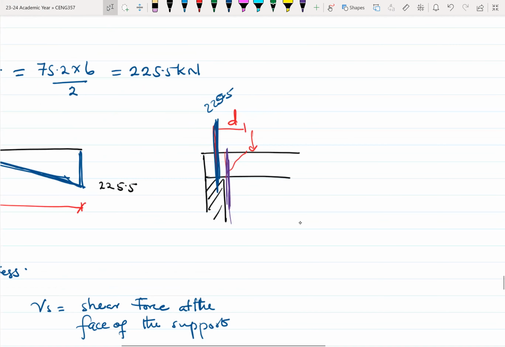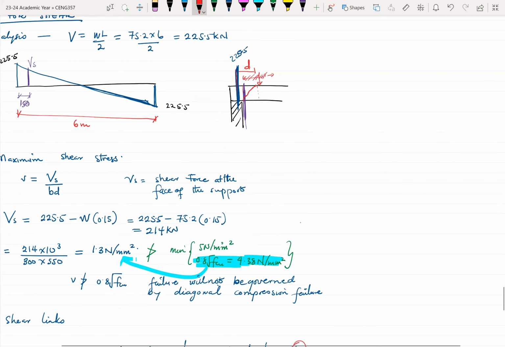Okay. Usually, this is the direction of the crack, and then we believe that this zone here is our critical zone. So we want to find the shear at a distance d from the face of the support, because we believe that typically that is likely to be the horizontal length of our crack development, our diagonal cracks.